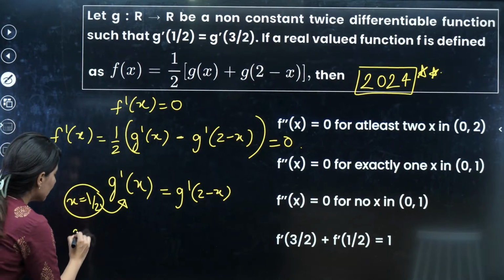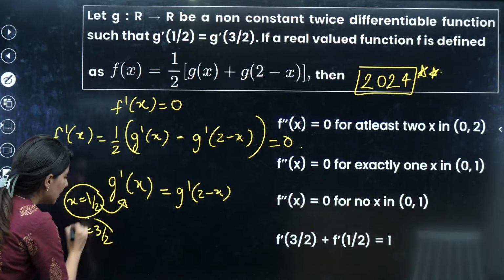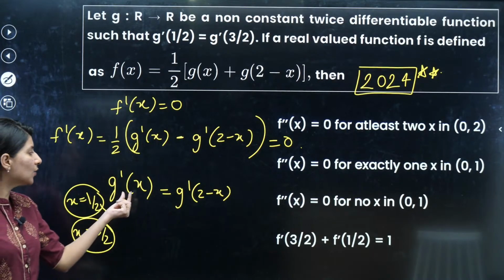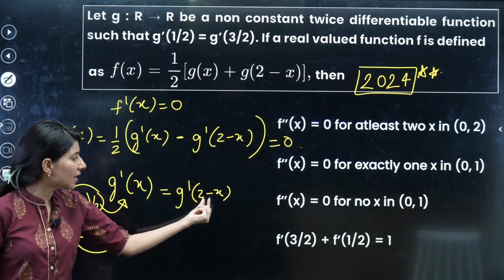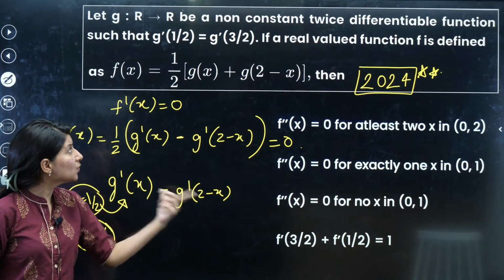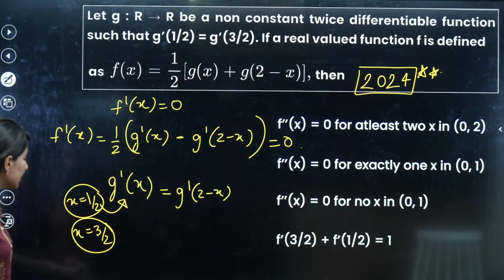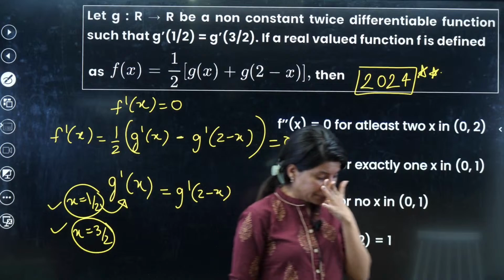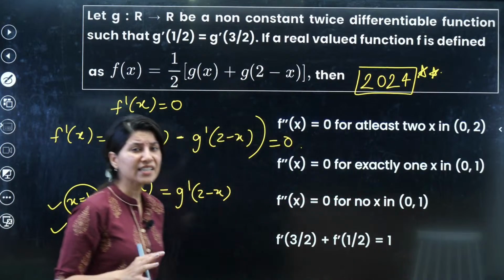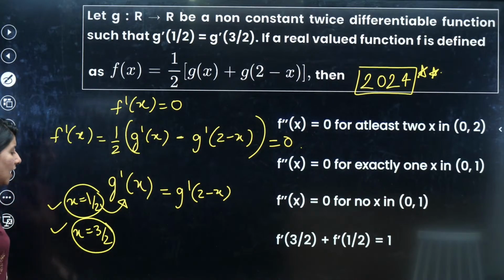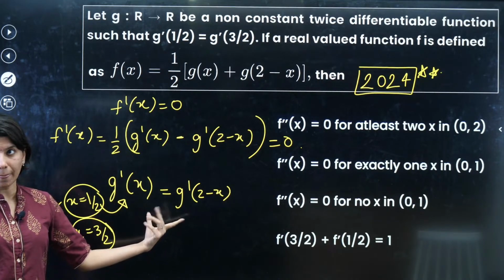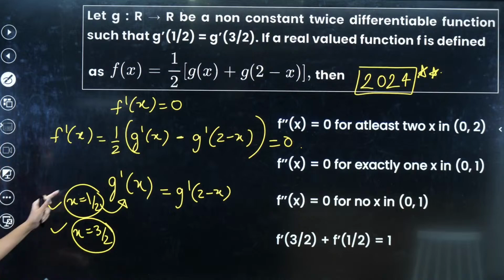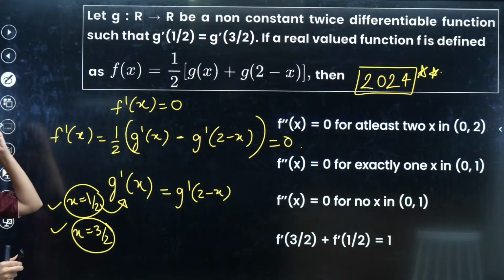Now at x equals to 3 by 2 as well, if you put x equals to 3 by 2, it is going to become g dash 3 by 2, and g dash of 2 minus 3 by 2, which is 1 by 2. These two are equal, it is given in the question. So at x equals to 3 by 2 as well, we can say that these two quantities are equal. I hope that this is clear. So at 2 points, my f dash x becomes 0.